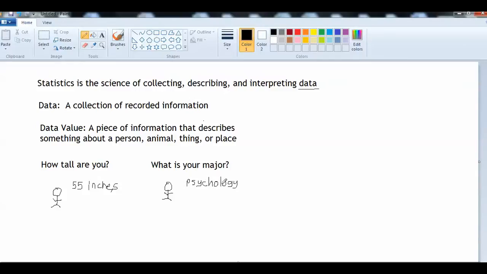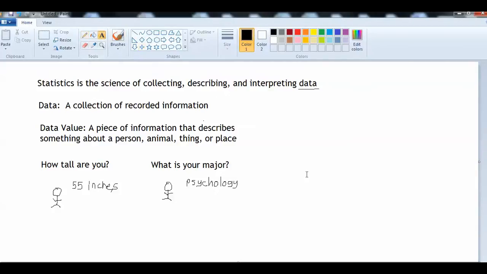And if we were entering, let's say we asked 10 people, what's your major? And we entered them into a spreadsheet like Excel, which I'll show you how to do later. What we would have is a column of people's answers, and it would look something like maybe psychology, business, engineering, and it would just show the major of all 10 people all the way down. Each of those words would be a data value describing one person.